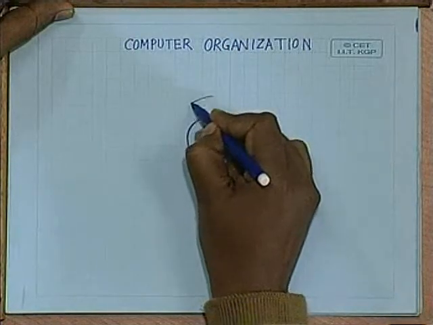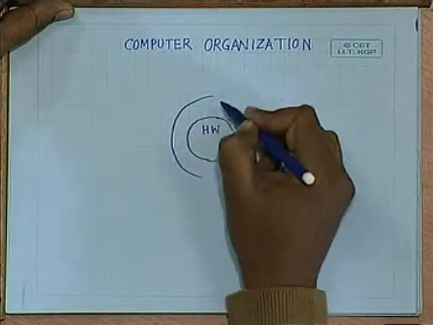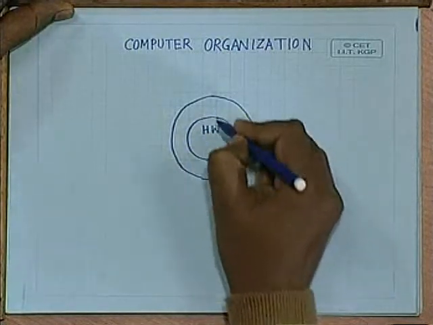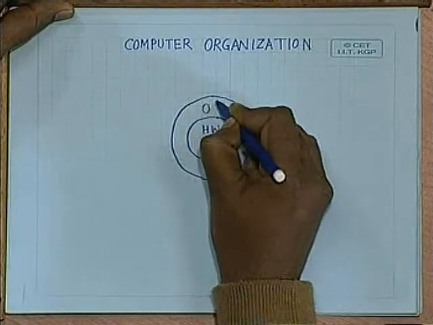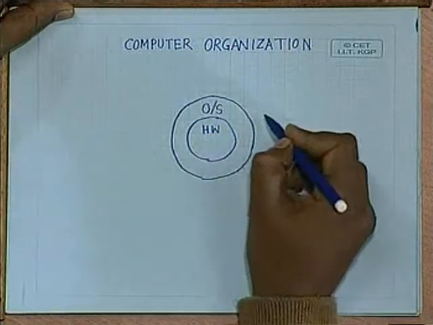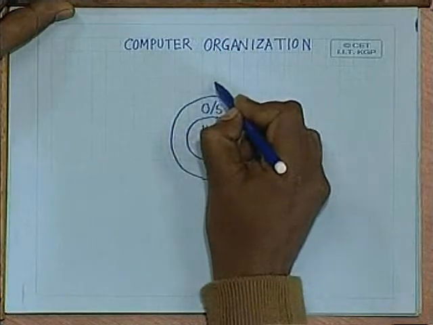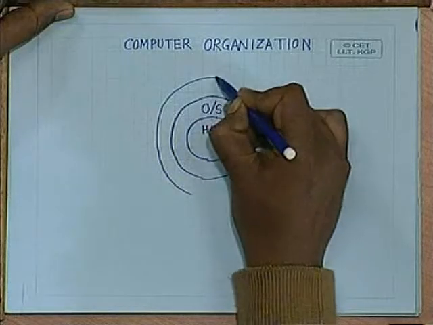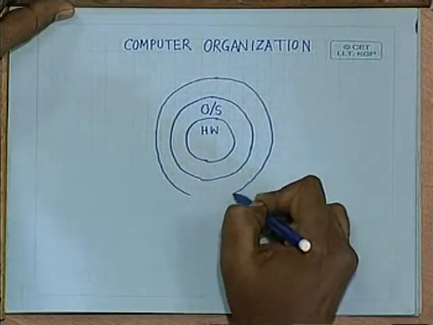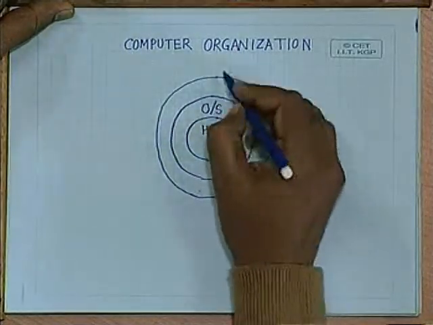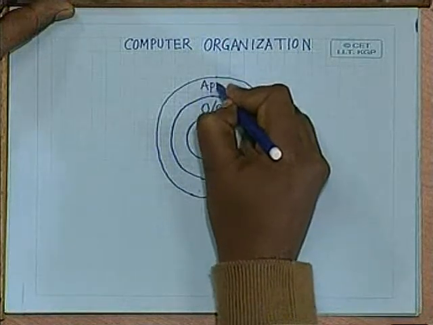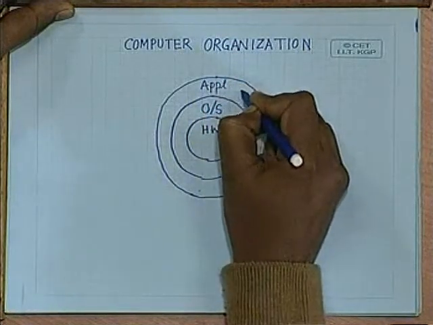On top of hardware, we have a layer of software which is called the operating system, or OS. And above this operating system, we have another layer of software, which is basically the application softwares. So here we have application softwares.